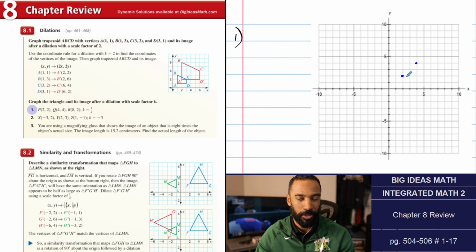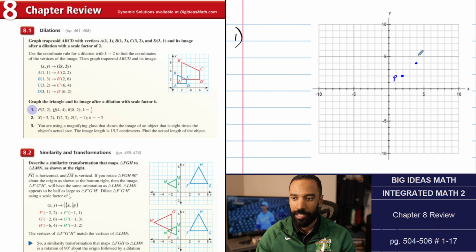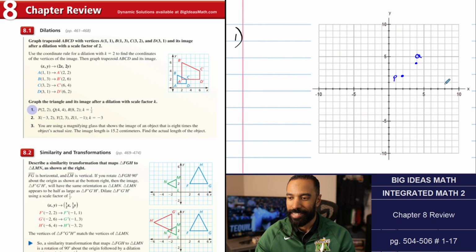I'll use blue, and green generally is what I tend to use on these. So (2, 2) for P, (4, 4) for Q, and R is at (8, 2).